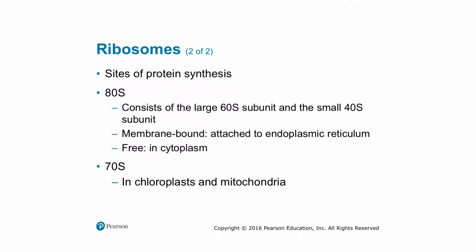The ribosomes are very interesting. We mentioned in the prokaryotic section how the ribosomes are a little bit lighter. We have the 80S and the 70S here in the eukaryotic cell, and the 70S we find in the chloroplasts and mitochondria. So those would still be susceptible to any type of antimicrobial drug that targets those particular cells. The 80S ribosome consists of the large 60S subunit and the small 40S subunit. These can be membrane bound, generally attached to the endoplasmic reticulum, or they can be found in the cytoplasm.